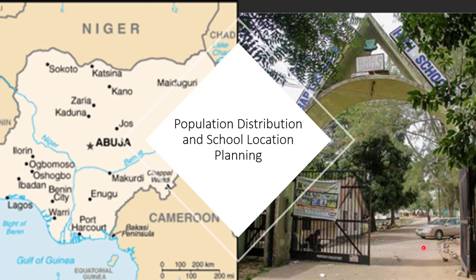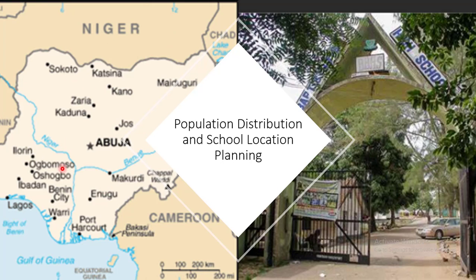Then again, we need to know the school location. Where are we going to put a particular school? This is a fine school, you know. This school is a fine school. It's like Baptist High School. This is a beautiful school. But now you want to set up this kind of school. You need to find out, where are you going to put this school?